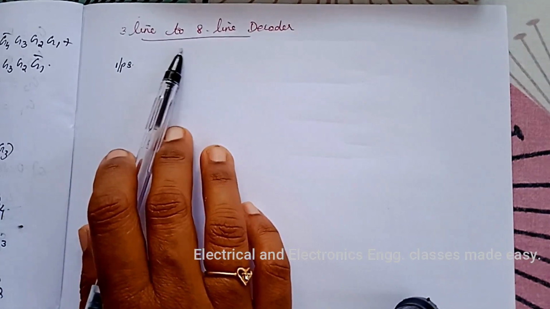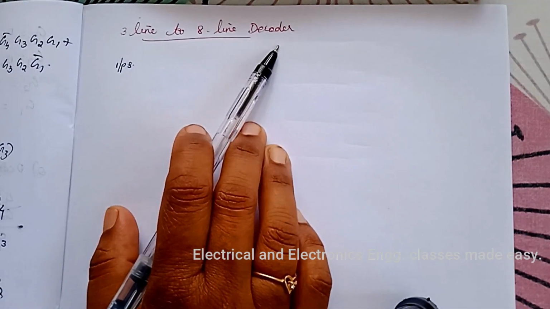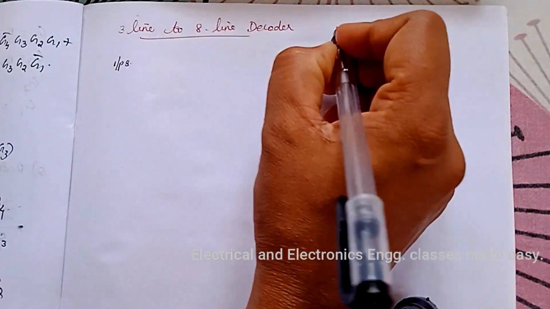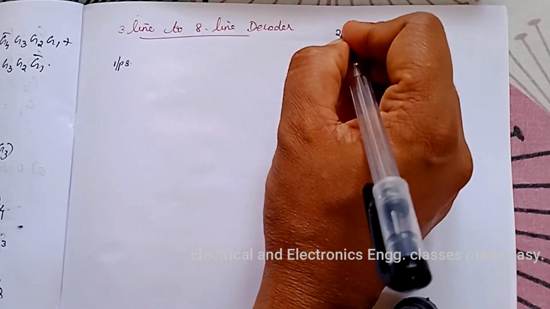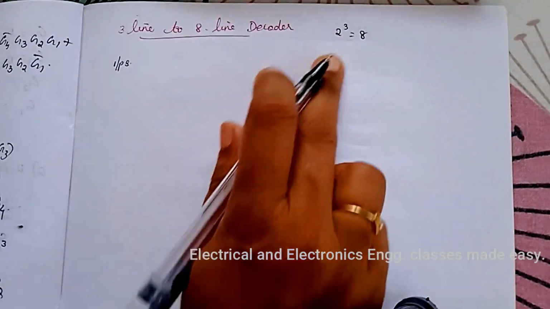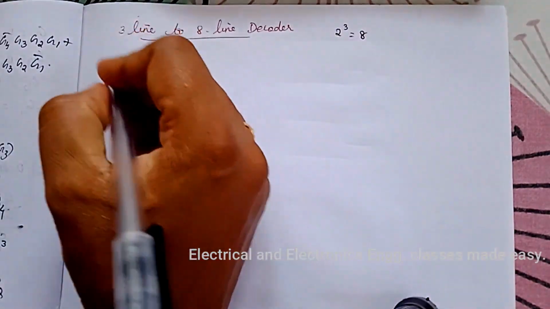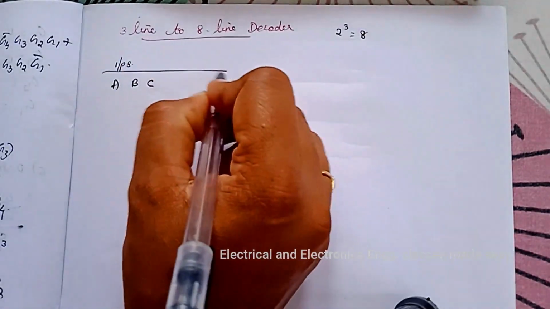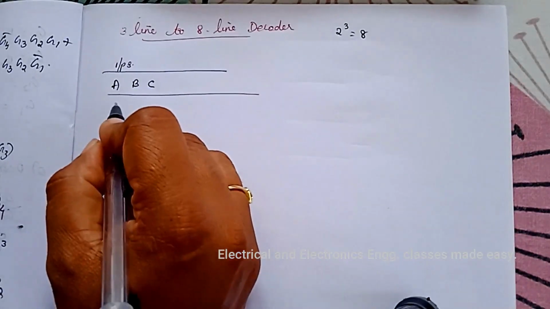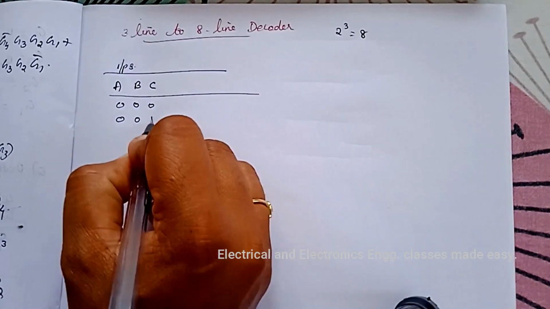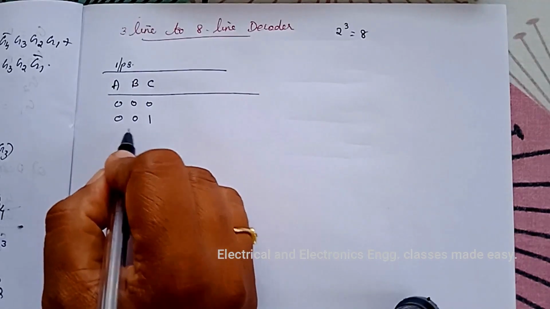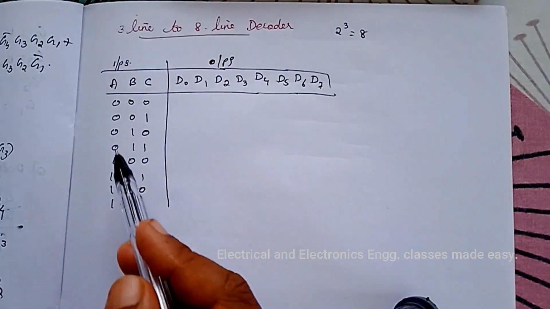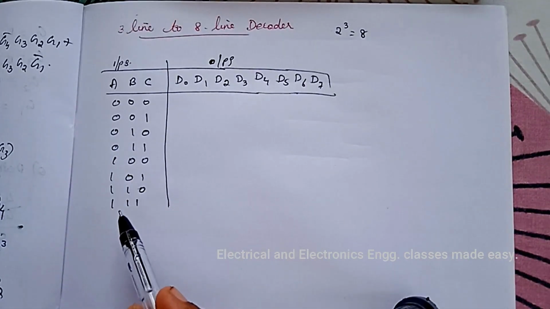Let us study the 3 line to 8 line decoder. So here 3 inputs are there, so there are 2 raised to 3, that is 8 possible input combinations. Here the inputs are A, B, C: 0, 0, 0, then 0, 0, 1, then 0, 1, 0. These are the possible combinations of the input.